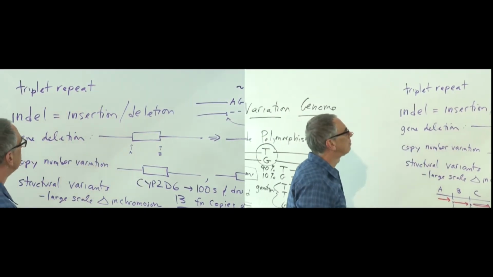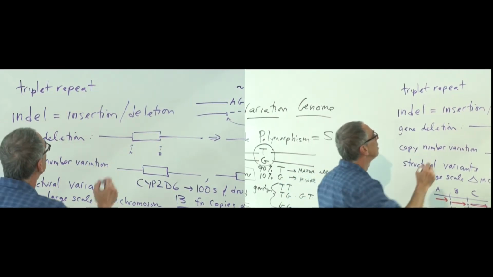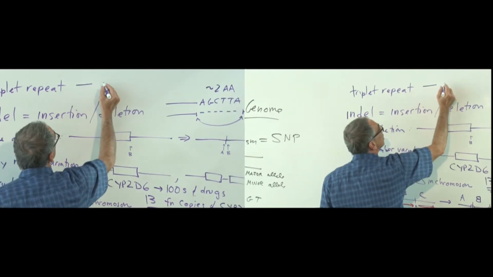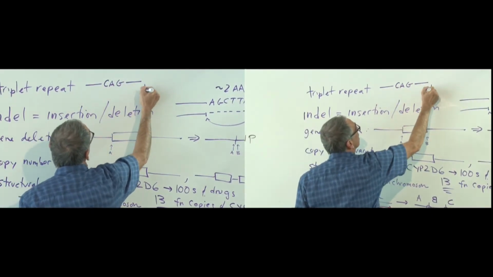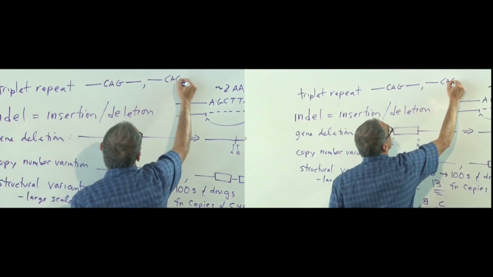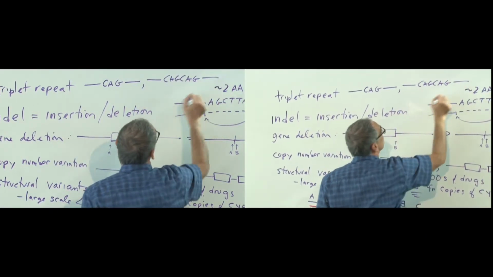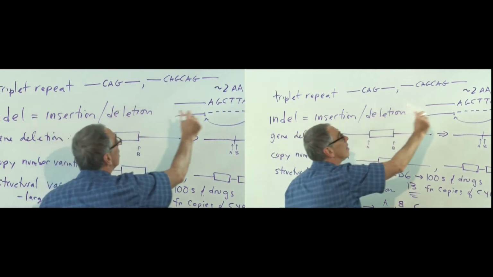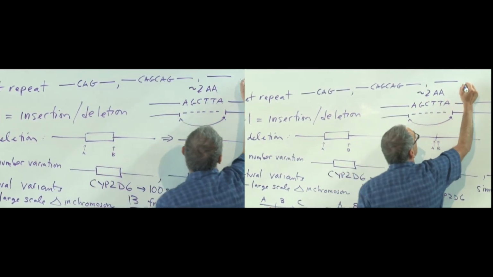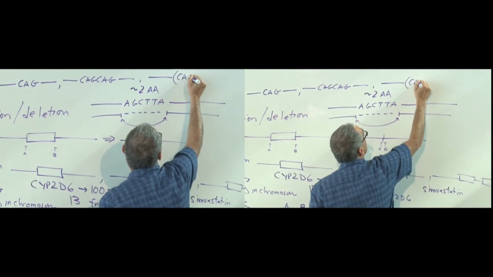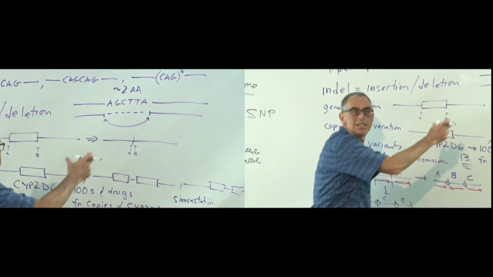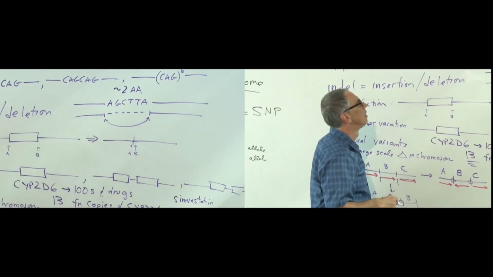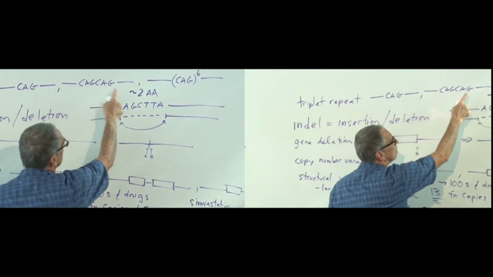So it turns out that one of the things you can see is a position in the genome where some people have CAG, for example, and other people have CAG, CAG. So that's a double repeat. And other people might have 6 copies. And I'll just write it as CAG to the 6th, meaning CAG repeated 6 times. So each of these is the allele.